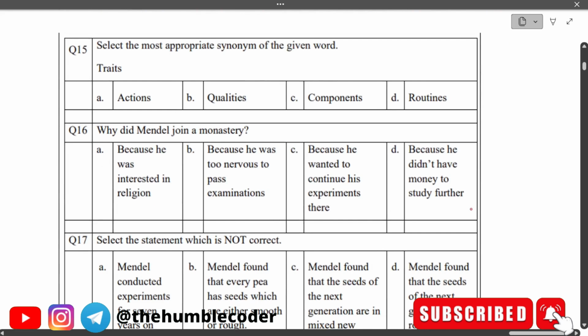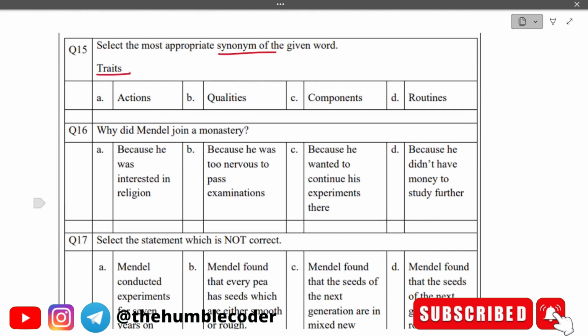Okay, so the question is: select the most appropriate synonym of the given word. The given word that we have is traits. The options are actions, qualities, components, and routines. So the correct answer in this case is going to be qualities. Traits means qualities, that is why we are selecting this word.